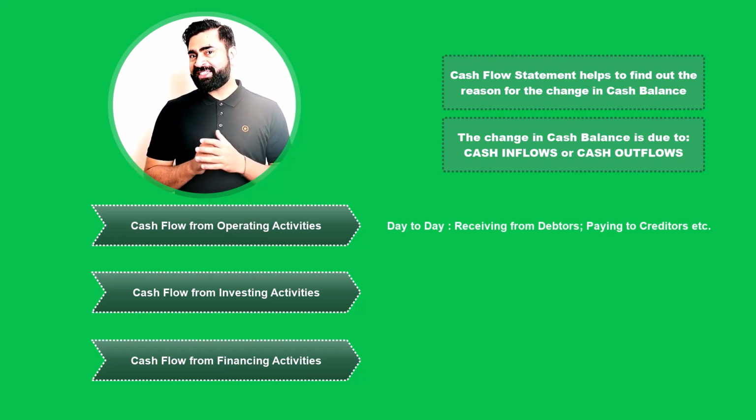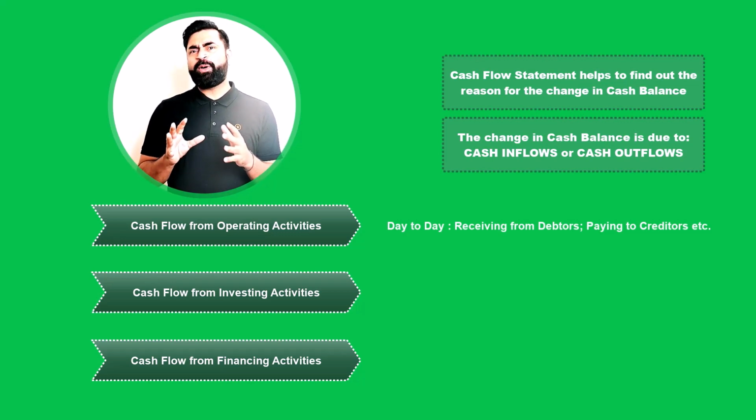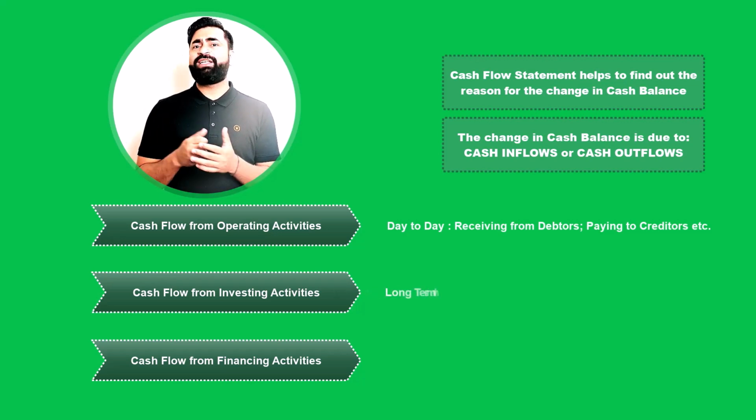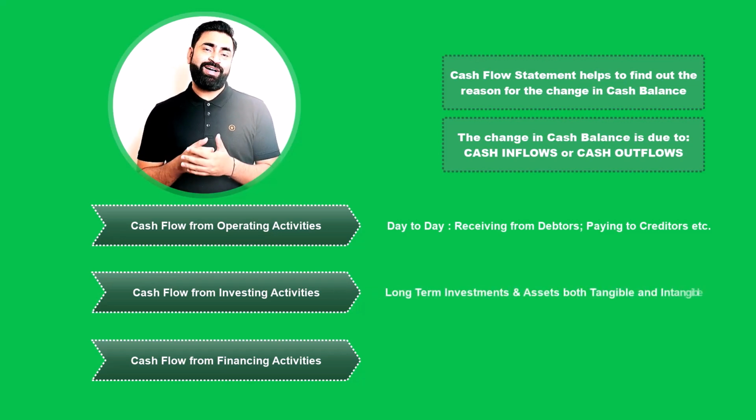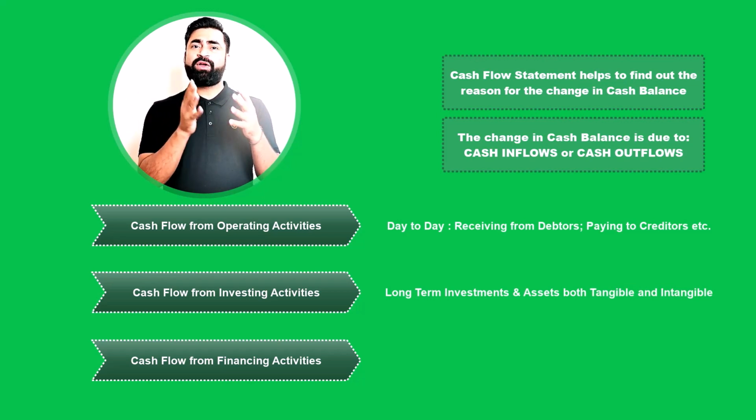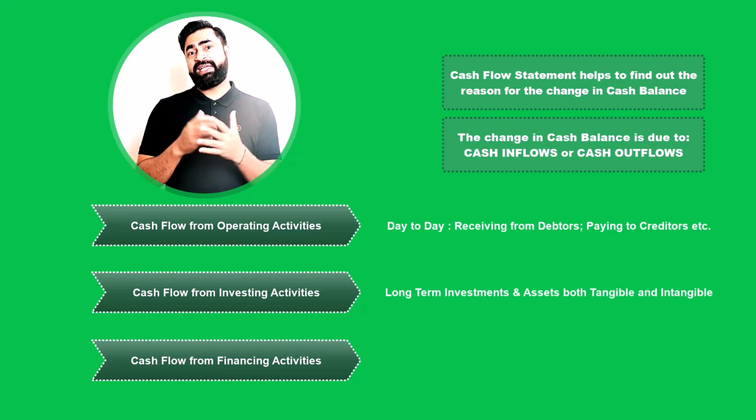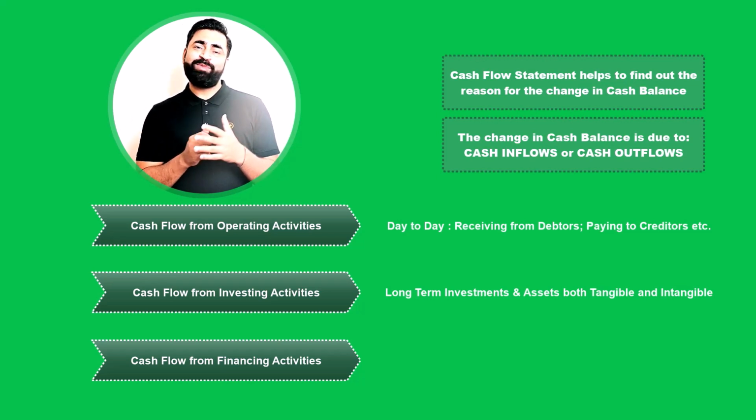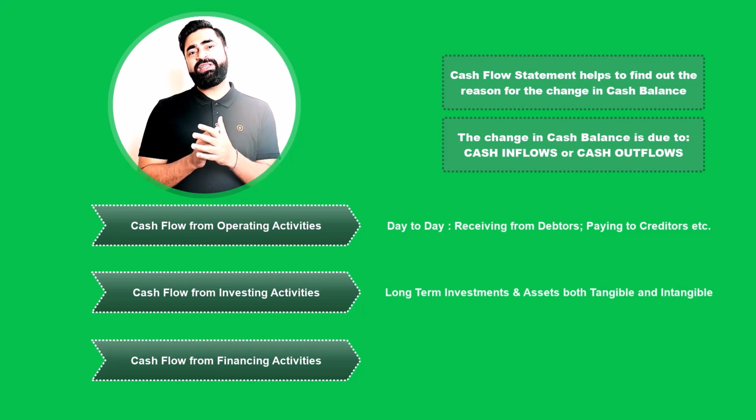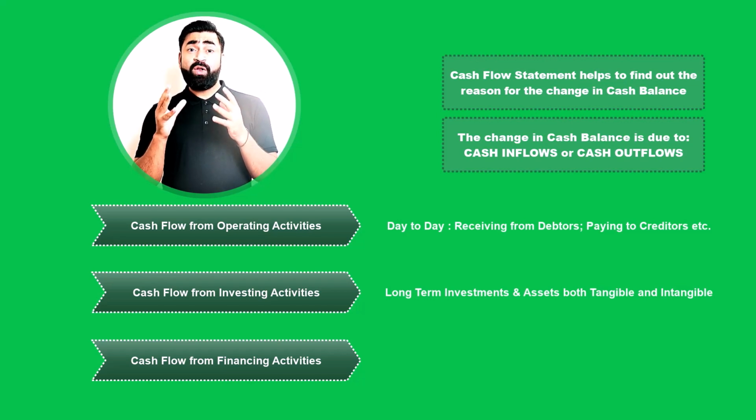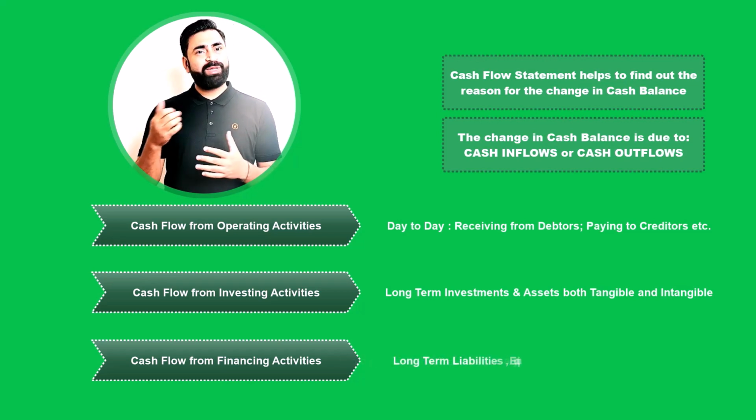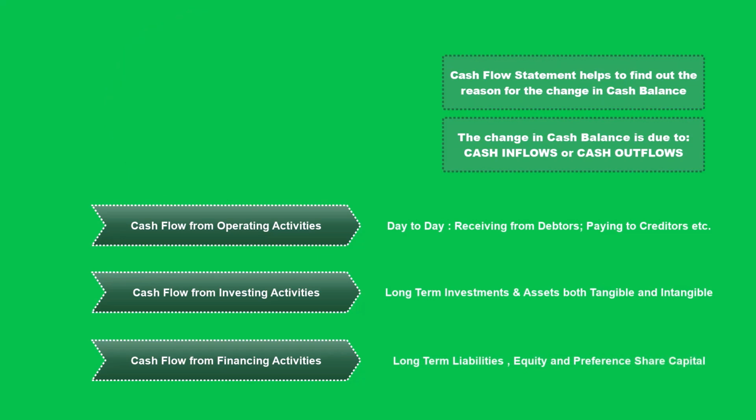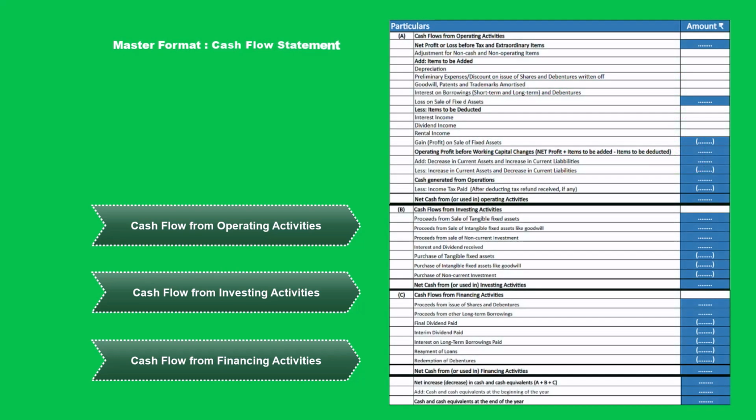Cash flow from investing activities is when we are talking about long-term investments and fixed assets like land and building, plant and machinery, etc. So if you buy a plant and machinery, you will record it in investing activities. Same way, if you sell it, you will again record it into investing activity. Coming to the financing activities, now these are the activities that consider long-term liabilities like debentures, shares, which is the owner's equity. And here you see the master format of cash flow statement, right?